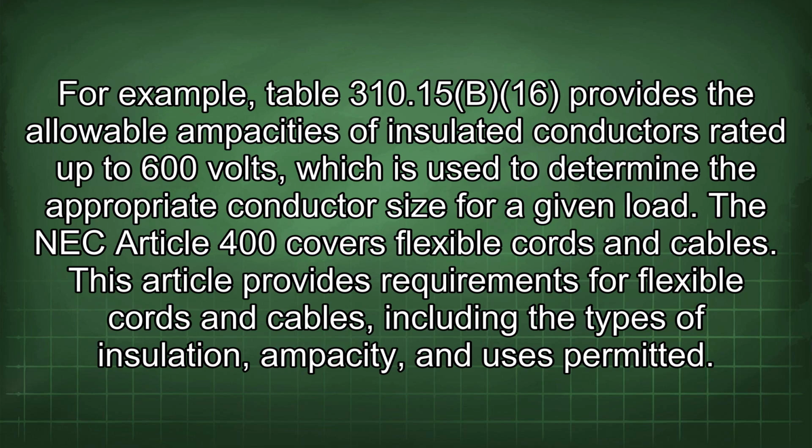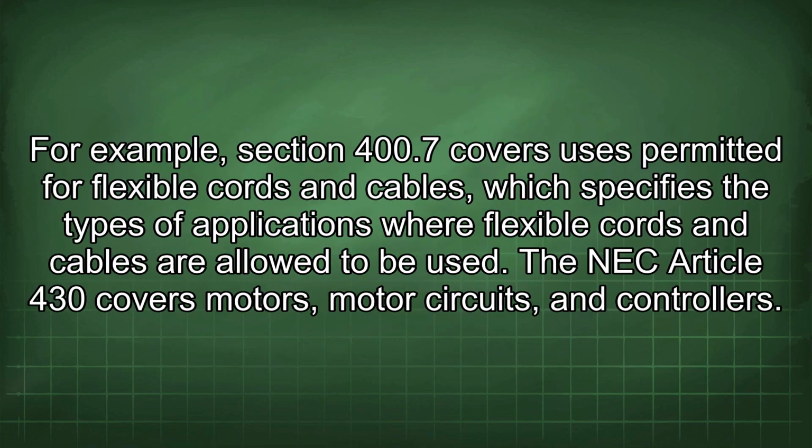This article provides requirements for flexible cords and cables, including the types of insulation, ampacity, and uses permitted. For example, Section 400.7 covers uses permitted for flexible cords and cables, which specifies the types of applications where flexible cords and cables are allowed to be used. The NEC Article 430 covers motors, motor circuits, and controllers.